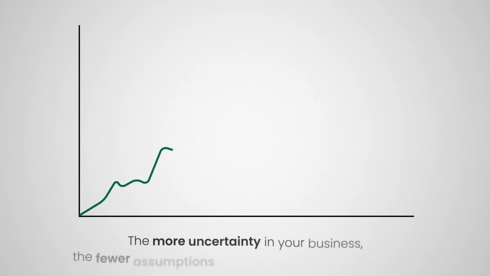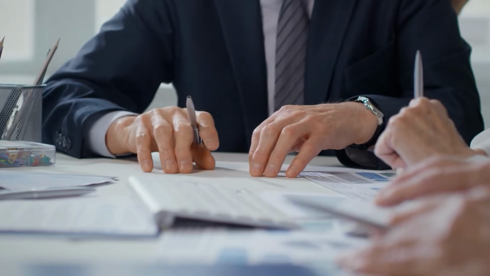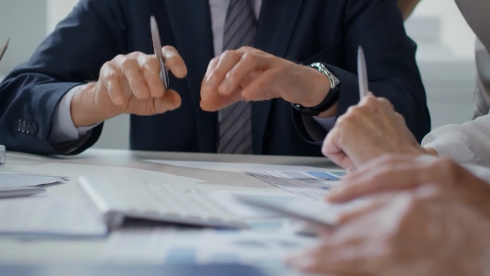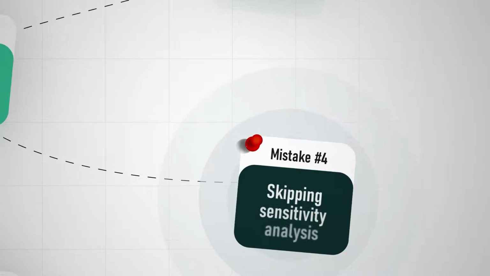Here's a better approach. The more uncertainty in your business, the fewer assumptions you should include in your model. Start with the most critical variables and isolate them. Only add complexity after you've analyzed how sensitive your model is to each individual input. This makes it so much easier to explain to leadership what's driving the numbers and where the real risks are. Mistake number 4, skipping sensitivity analysis.